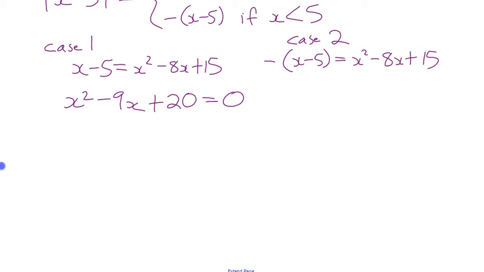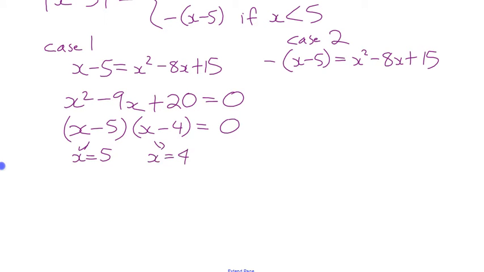Now, if life is not good at this point, this won't factor. This does. But there's an example in the book where they give you one of these where it doesn't factor, and then you have to use the quadratic formula. So remember, there are solutions. This does factor, though, right? What are the factors? 5 and 4. So x minus 5, x minus 4 equals 0. Do we stop there? Yes. So x equals 5 or x equals 4.